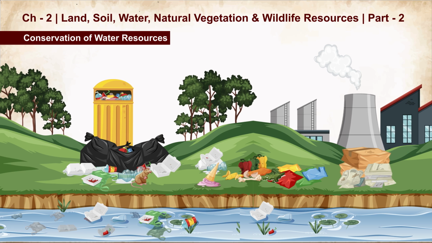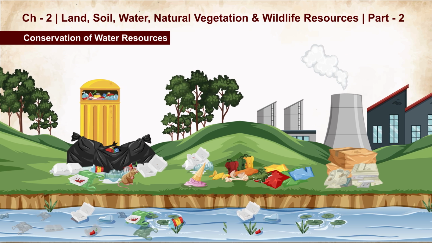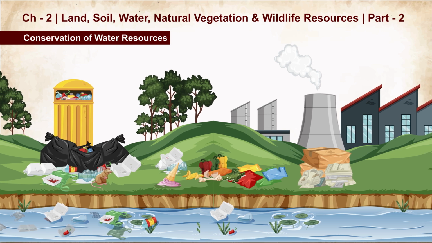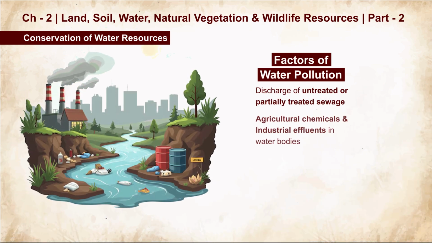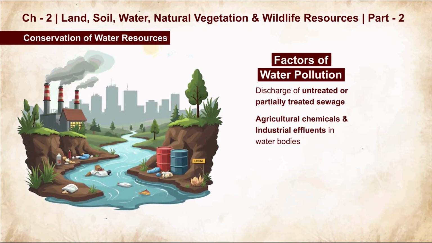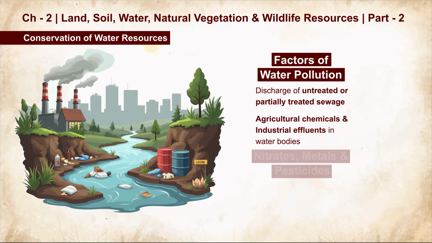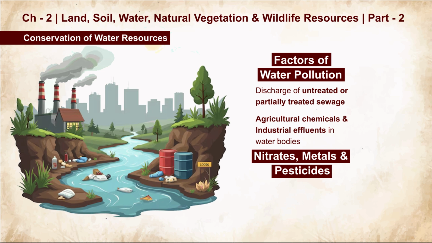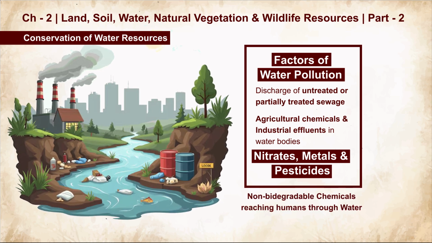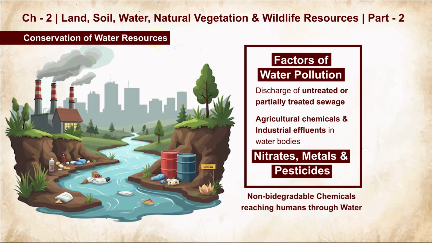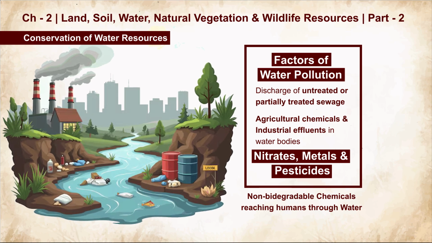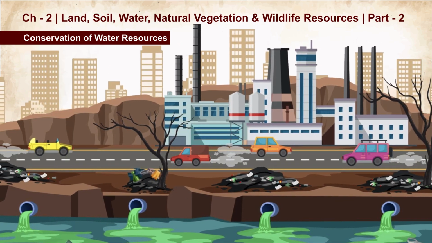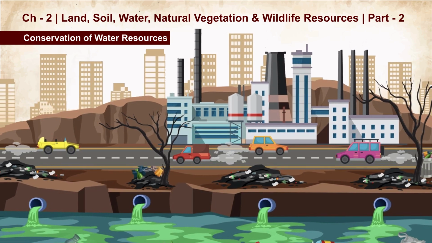Even though water is a renewable resource, its overuse and rise in pollution make it unfit for use. Discharge of untreated or partially treated sewage, agricultural chemicals and industrial effluents in water bodies are some major contaminants. They pollute water with nitrates, metals and pesticides. Most of these chemicals are non-biodegradable and reach human bodies through water. Water pollution can be controlled by treating these effluents suitably before releasing them in water bodies.